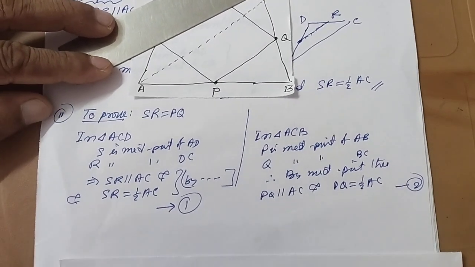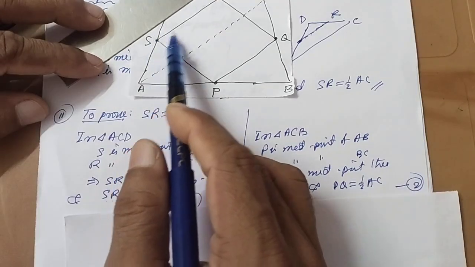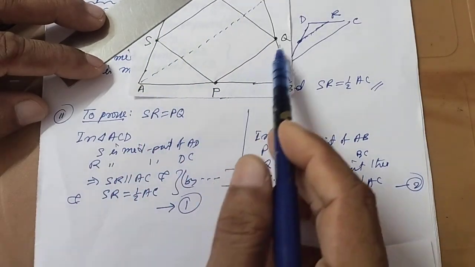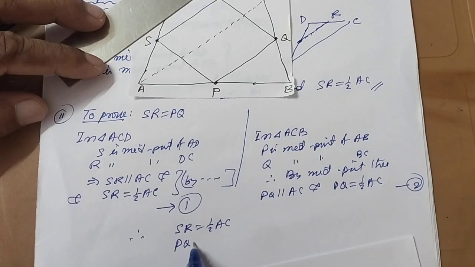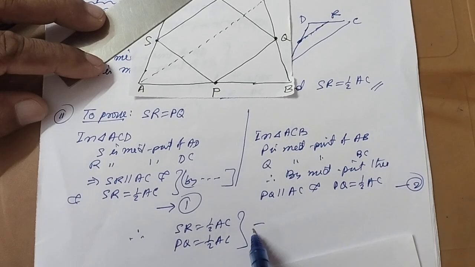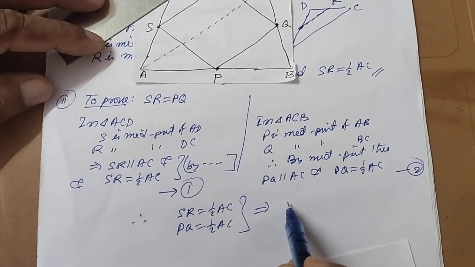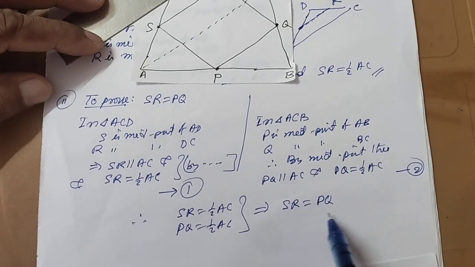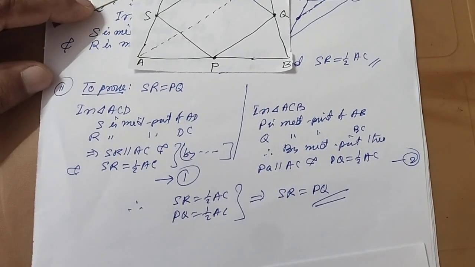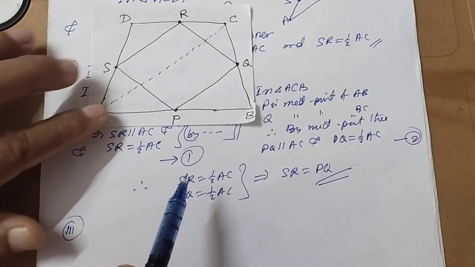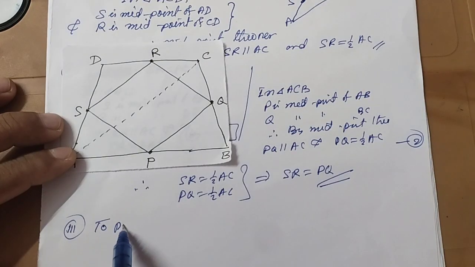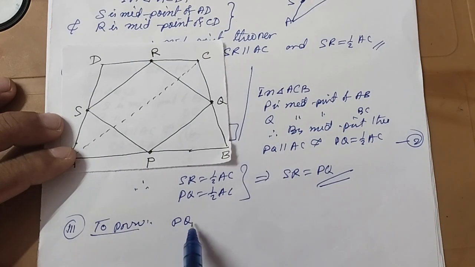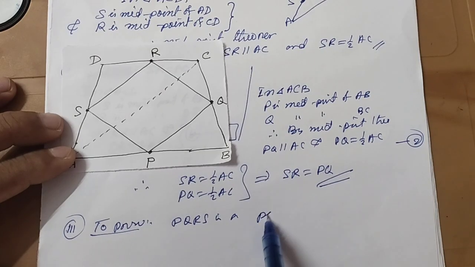So you see here, what have we proved? SR is half of AC, and PQ is also half of AC. So from this, what can we say? Right side equal, so left side is also equal. That means SR is equal to PQ, and this is the proof for the second part. Third part is to prove PQRS is a parallelogram.